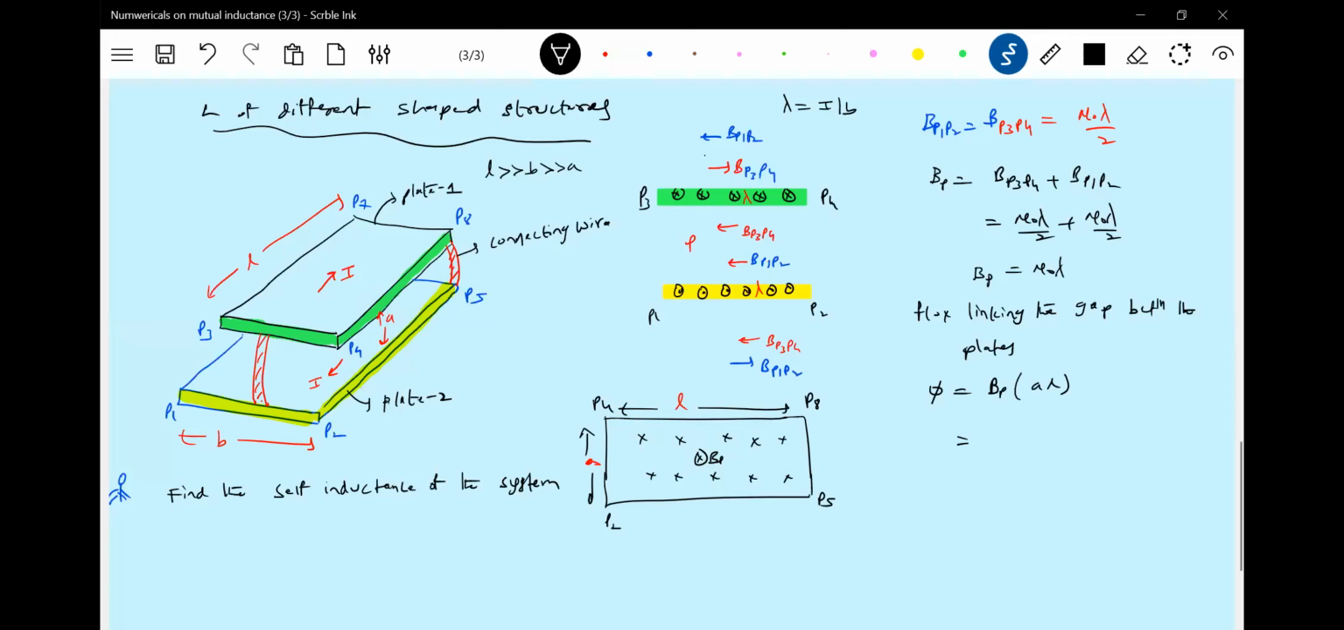Okay, what is the value of BP? It's equal to mu naught lambda L. What is further? Lambda is I by B. Now, how do you define self-inductance? Flux linking per unit current. Mu naught ALB. So this is the self-inductance of this structure. The first one we are doing.